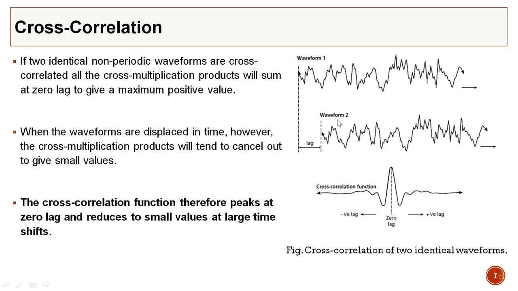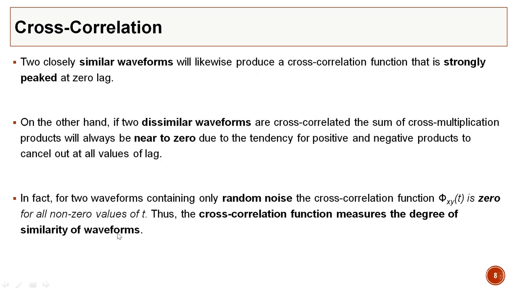Now, if we cross correlate two identical non-periodic waveforms, your cross multiplication products will sum to give a maximum value at the zero lag position. So when you cross correlate two similar waveforms, you are likely to get the maximum value at the zero lag position, as you can see here. And if you have a time shift in your function, the values of these cross multiplication products will cancel out each other to give you small values. So basically the cross correlation function peaks at zero lag and reduces to small values at large time shifts. So if you have time shifts, the value decreases. Okay.